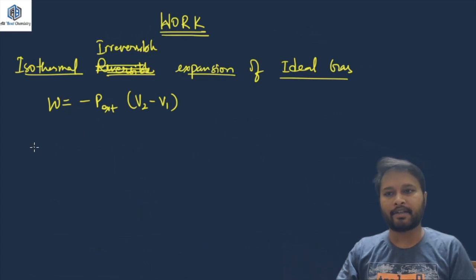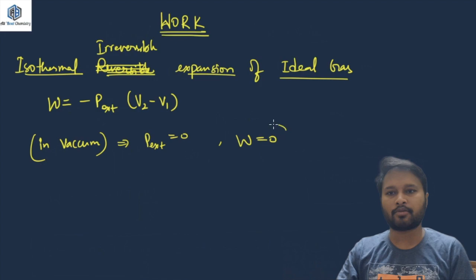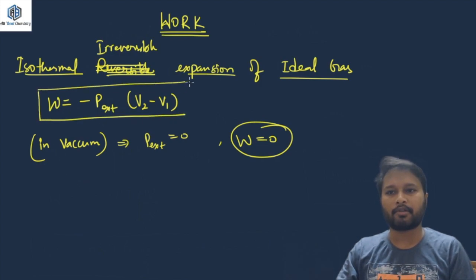Now let's say this whole thing is being done in vacuum. If you want to find out the work done in the irreversible expansion of an ideal gas in vacuum, what is going to happen? In vacuum we know that the external pressure is going to be 0. So your work done will also become 0. Whereas if vacuum is not given, if the general condition is given, then you will have work done given by this particular equation in the irreversible expansion.